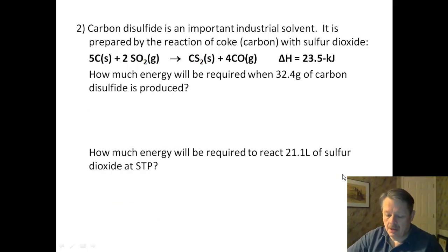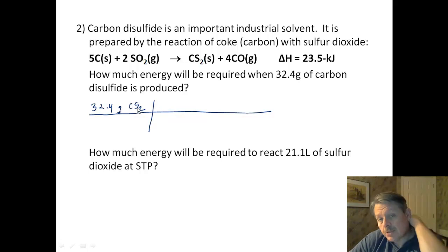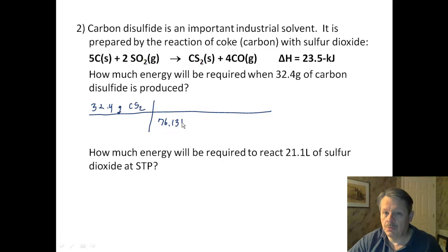Okay, number 2. How much energy will be required when we start out with 32.4 grams of carbon disulfide, CS2? Well, I have to figure out how much CS2 weighs. Carbon's 12.011 and sulfur is 32.06, and there are 2 of them, so that's 64.12. We add those together and we get 76.131. All right, and that is grams of CS2 in 1 mole of CS2.